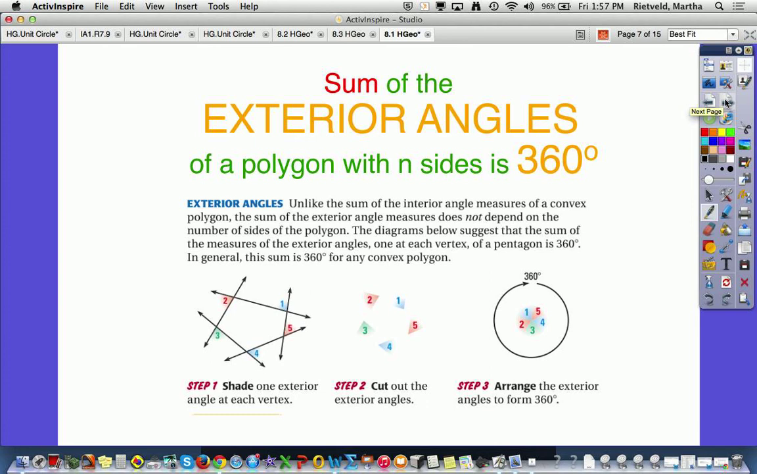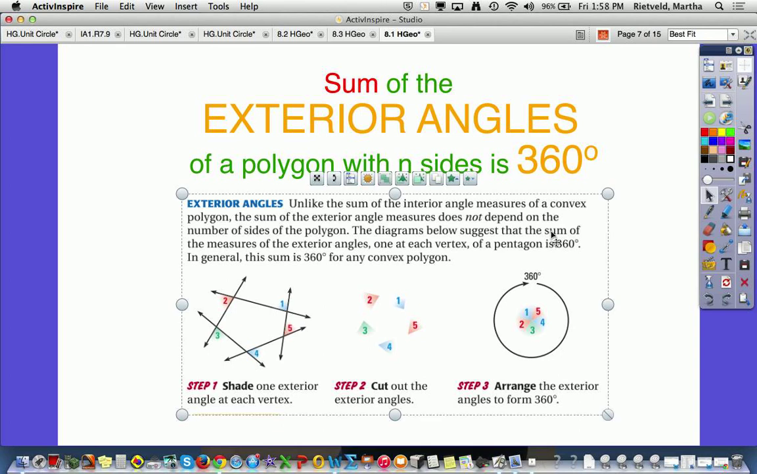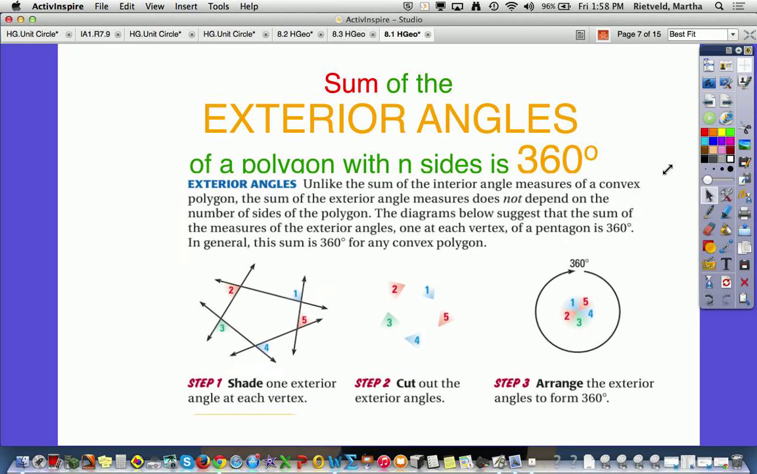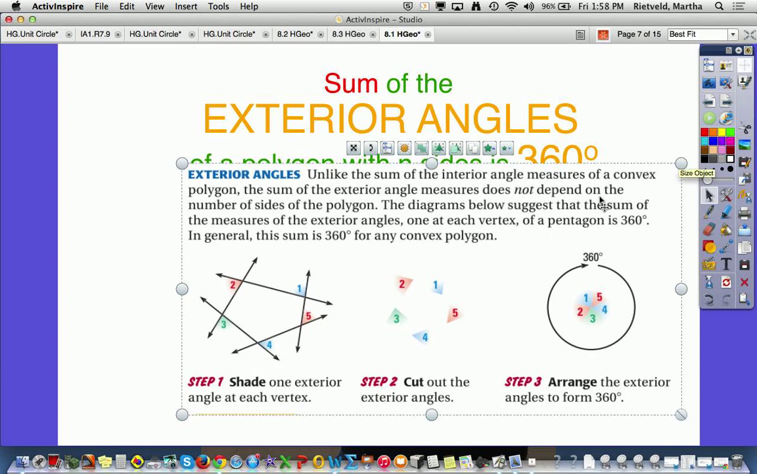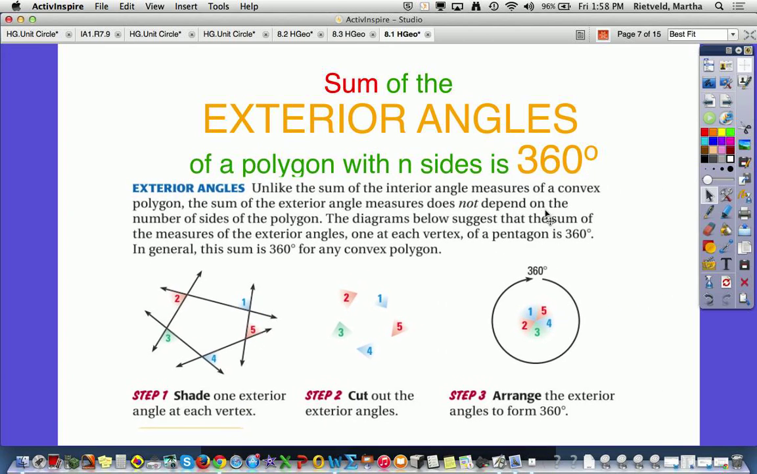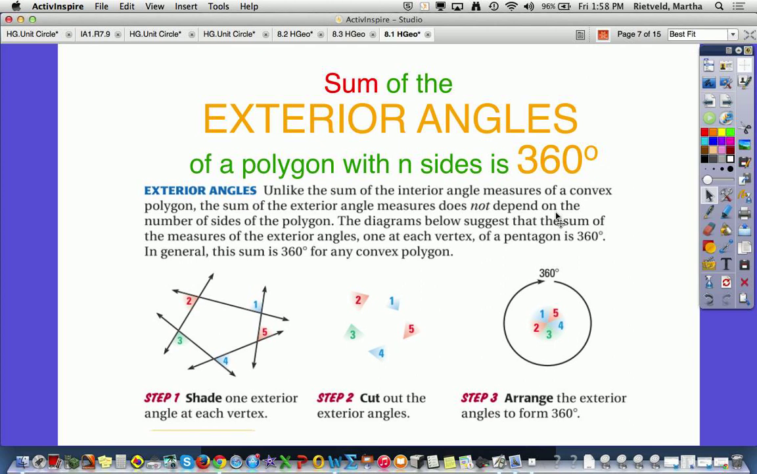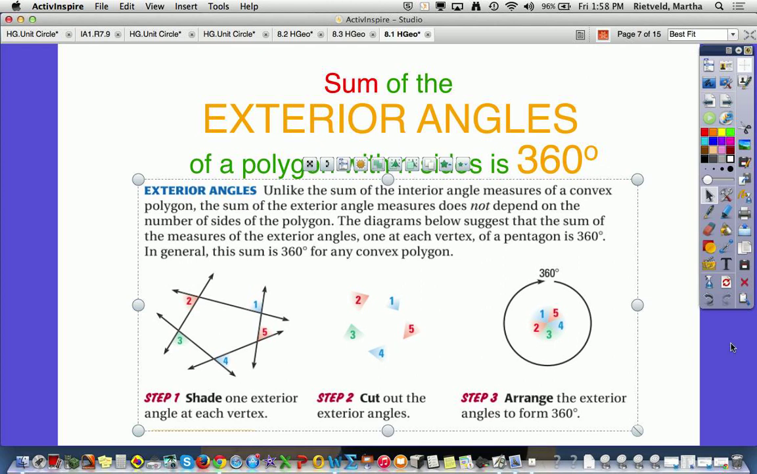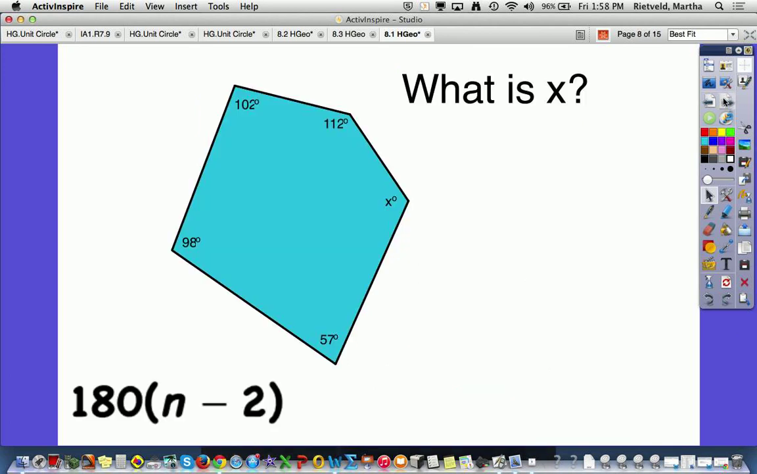In a polygon, the sum of all the exterior angles is always 360 degrees, regardless of how many sides you start with. Your book has a great drawing of taking some exterior angles, cutting them apart, putting them all together again into a circle, which shows the 360 degrees. Again, it doesn't matter how many sides you have, the exterior angles always add up to 360 degrees.